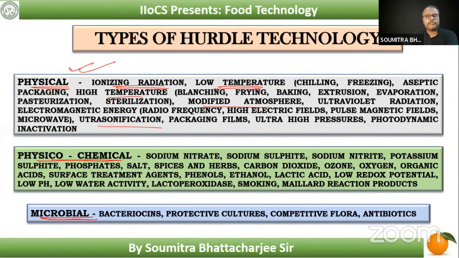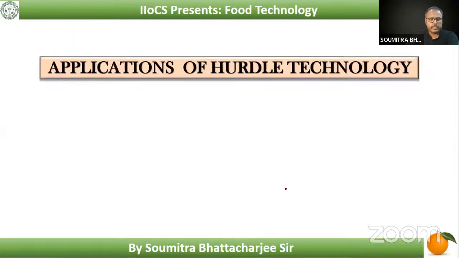If I'm talking about the physico-chemical processes, these are the kinds of processes involved in this hurdle technology itself. Sodium nitrate, sodium sulfide, sodium nitrite, then potassium sulfide, phosphate, salt, spices and herbs, carbon dioxide, ozone, oxygen, organic acids, all these things are actually the physico-chemical processes which are present. Even smoking, lactoperoxidase, all these things are the physico-chemical pathways itself.